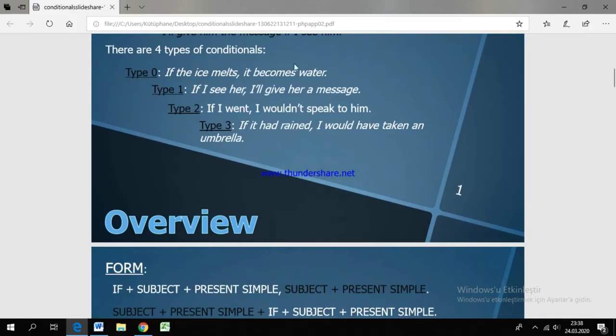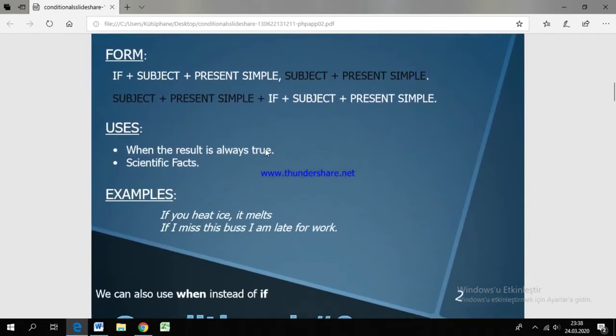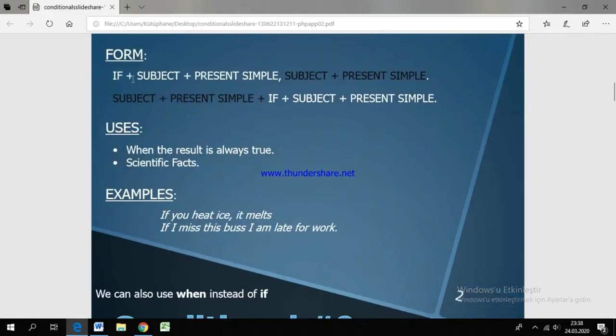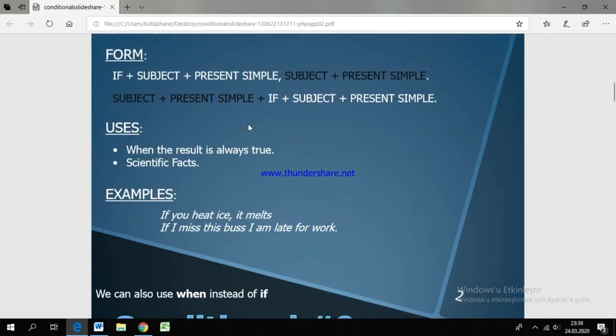So I'm going to skip this 4 types of conditionals example sentences because first we need to talk about the theory. So we start with conditional 0, type 0. So if plus subject plus present simple, subject plus present simple, or vice versa, as you can see here again. But please do not forget we have the comma if the if clause comes first.